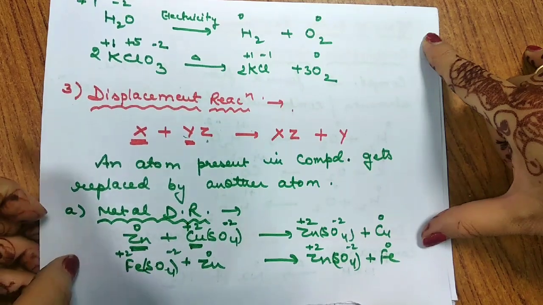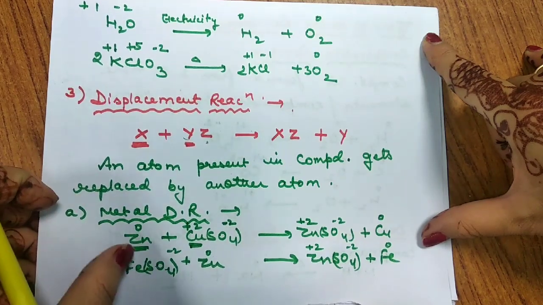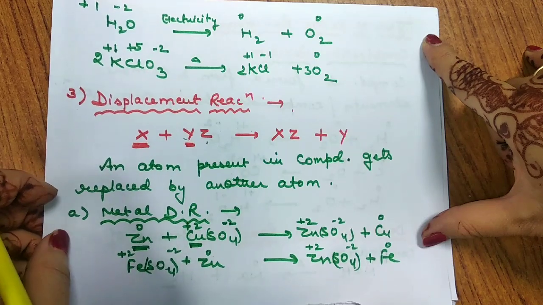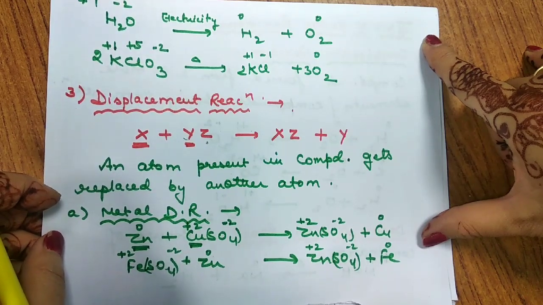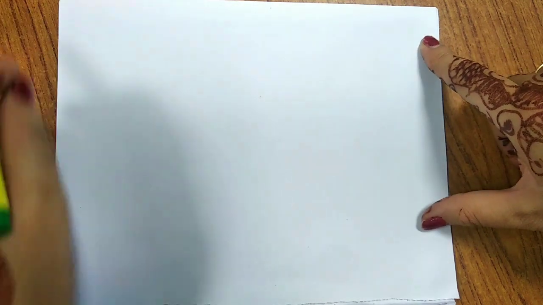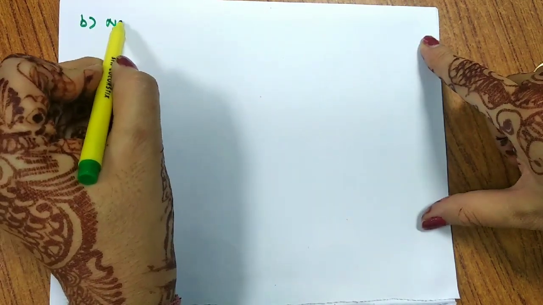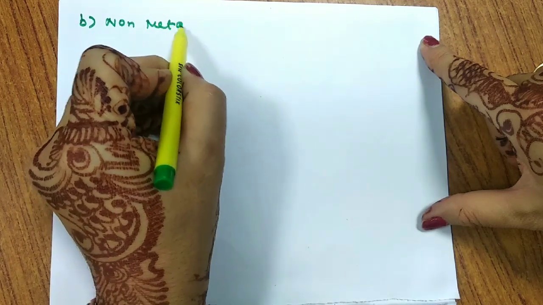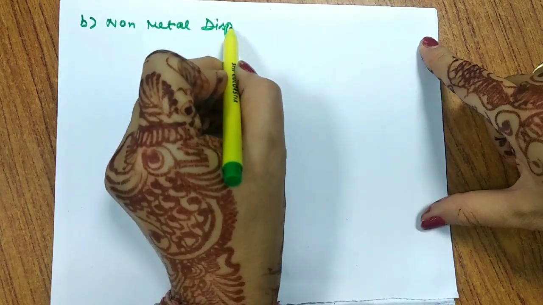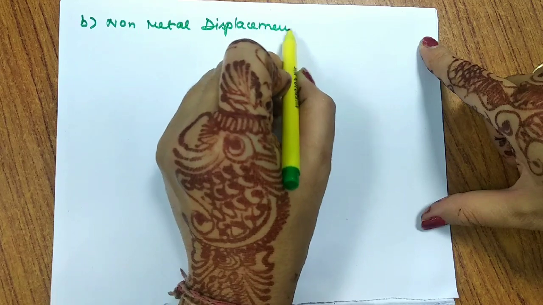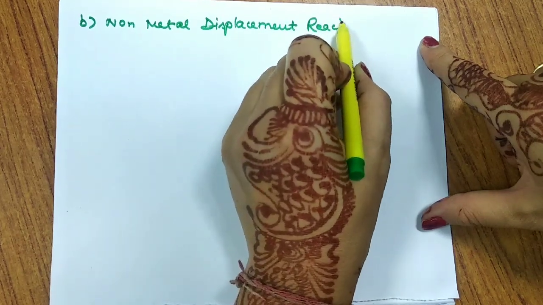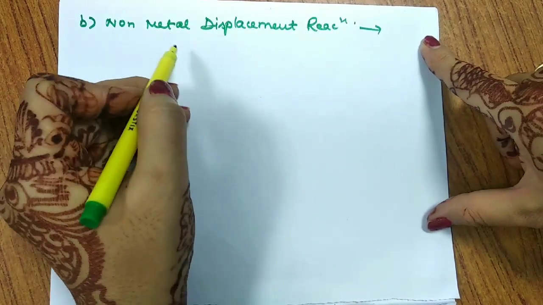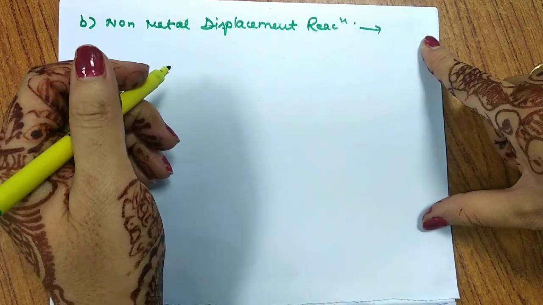So what does metal displacement say? It says that a more reactive metal displaces the less reactive metal. So it is metal displacement. So what is the other category for this displacement reaction? The other category is non-metal displacement reaction. What does it mean? Non-metal displacement reaction means one non-metal displaces another non-metal.